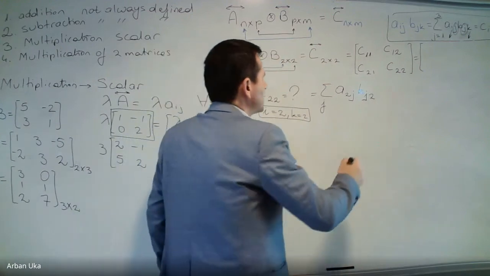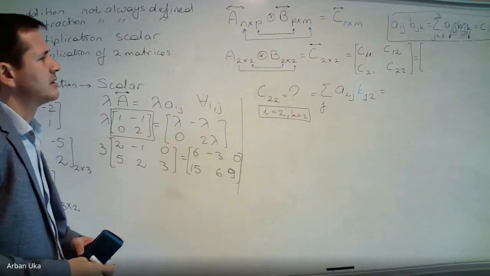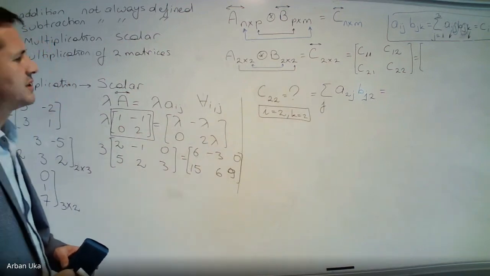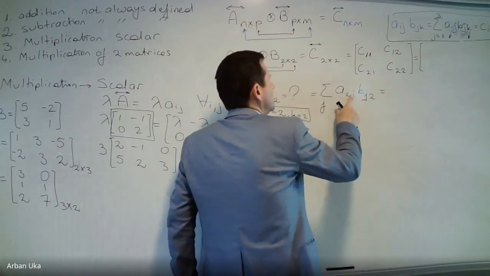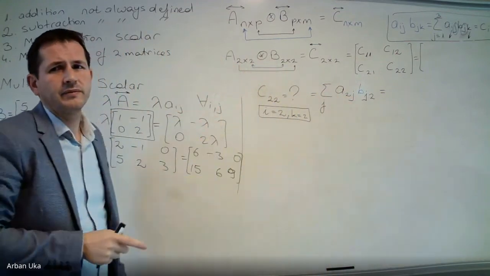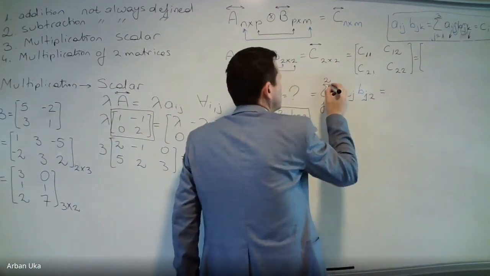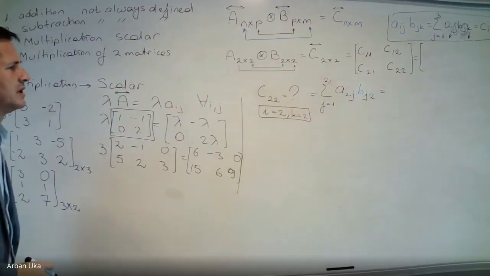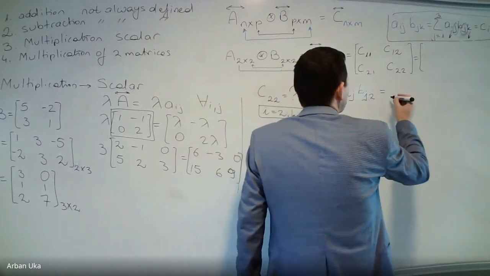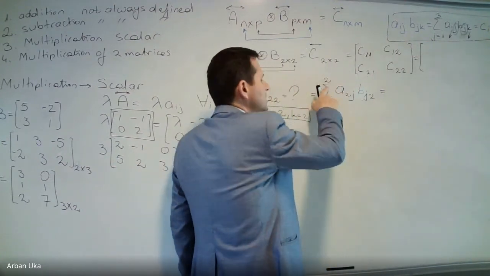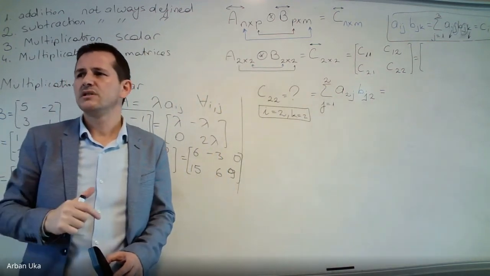Now let's notice what j is. The first index of matrix A is the row, and j is the column. There are 2 columns, so j can be from 1 to 2. That's good. So now let's continue and do the summation. First, let's write the term when j is 1. This is a summation, which means we calculate first when j is 1 and then when j is 2.